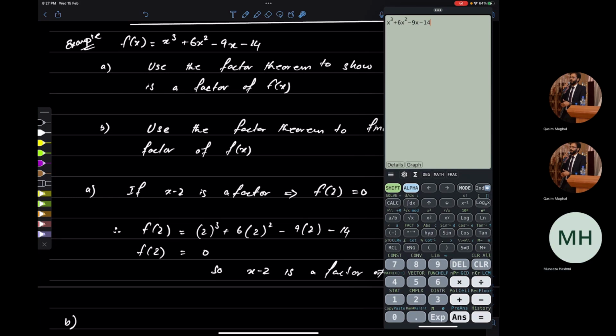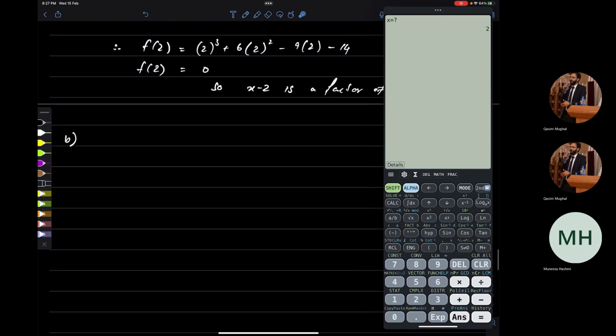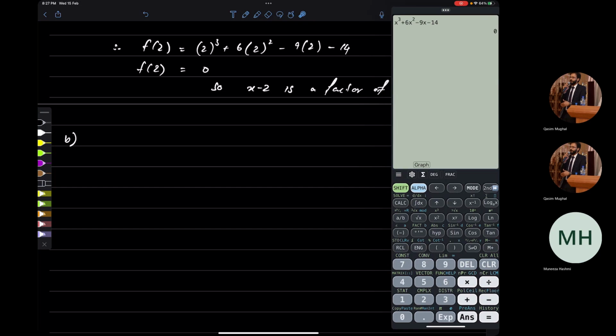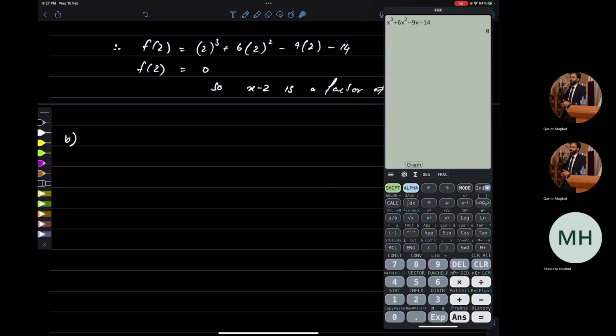So that's the function. Now I'm going to calculate this function for different values of x, starting from 1. When I put 1, the answer is negative 16. So 1 is not my shot. I'll hit the calculate button again and put x as minus 1. Now that is 0. So negative 1 is actually giving me 0. All right, and that was for me.